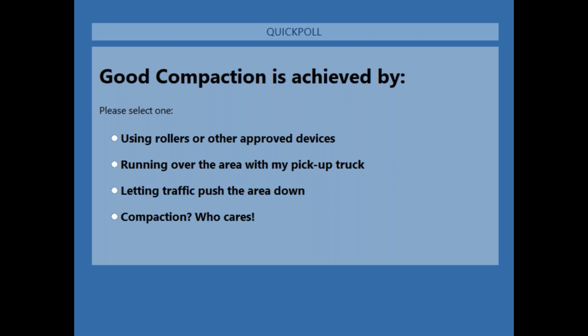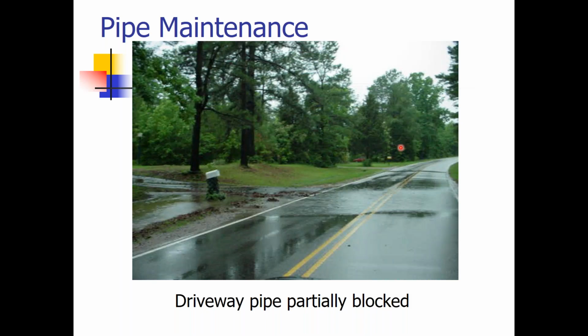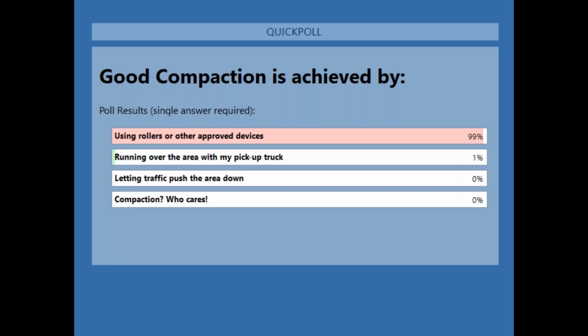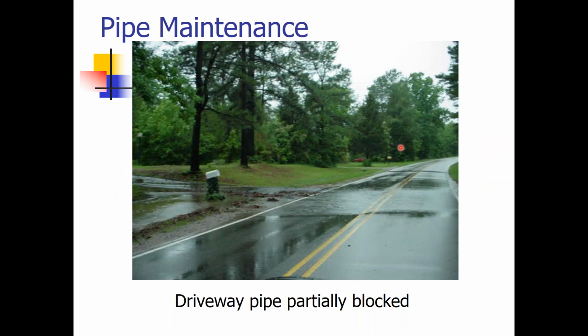All right, I'm going to close the poll up because we reached our percentage we like to have, and I'm sharing the results. 99% chose using rollers or other approved devices, and 1% said running over the area with my pickup truck. Certainly when I started in transportation, sometimes if you don't know what to do, you do the best you can. But once you know, then we're accountable for that. And yes, absolutely, using your rollers or an approved device to get that compaction.